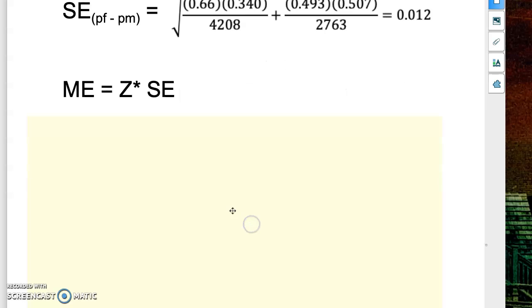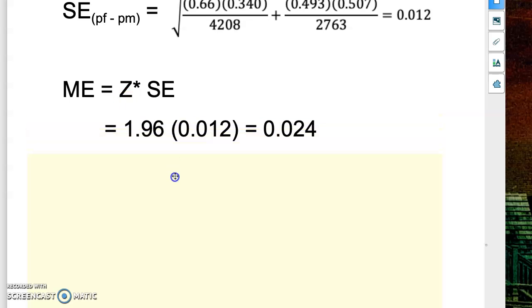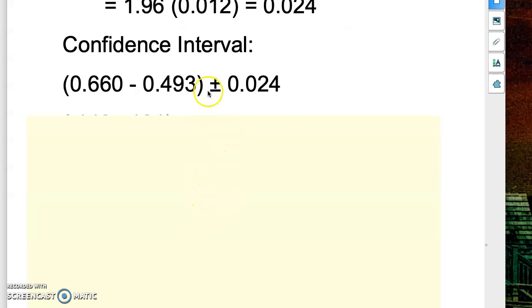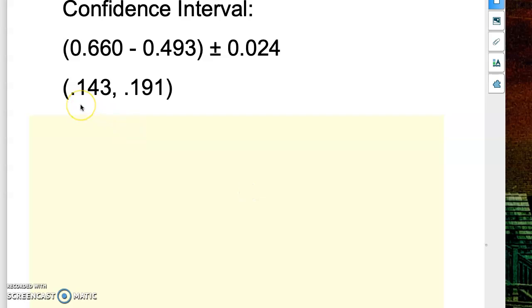And to calculate the margin of error, we multiply the 0.012 times our z, which for 95% confidence is 1.96. That gives us 0.024. So the confidence interval takes the difference in the proportions and adds and subtracts the 0.024. And that gives us this interval, 0.143 to 0.191.